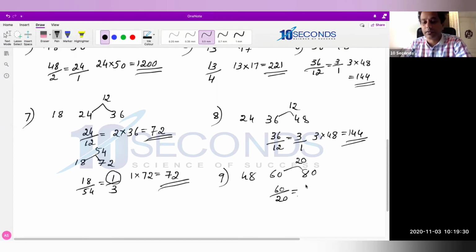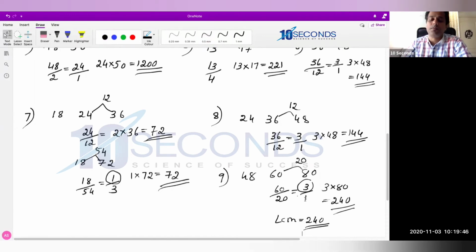So you can write like this: 3 divided by 1. Then take only 3, multiply with 80. 240 is the answer. 240 is divisible by 48. So LCM is 240. So this is how we have to find LCM.